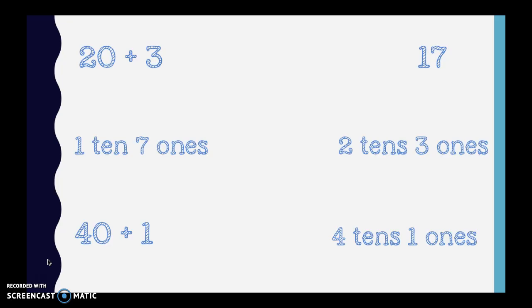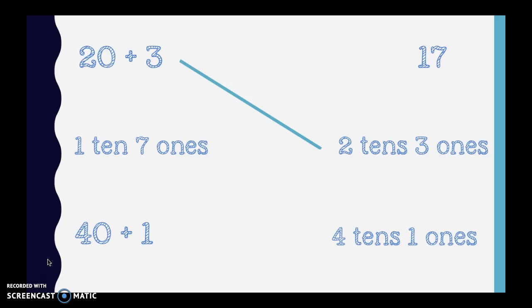So for example, we're going to start with 20 plus 3. If I was going to connect something on the other side, what would it match? Yeah, good job. It would match 2 tens, 3 ones. Because it's the exact same thing, it's just written in a different way. And we've been learning all about how we can describe numbers in different ways. What about 1 ten 7 ones? What would that match on the other side?